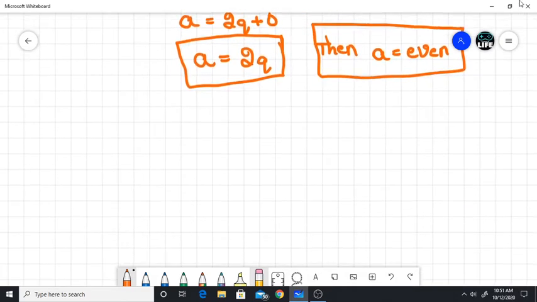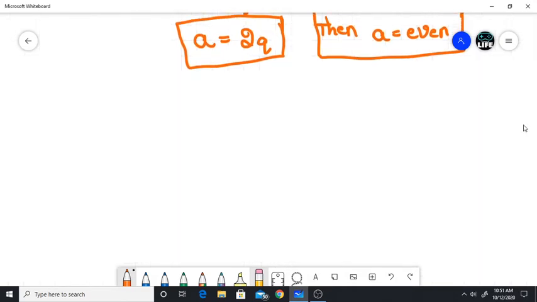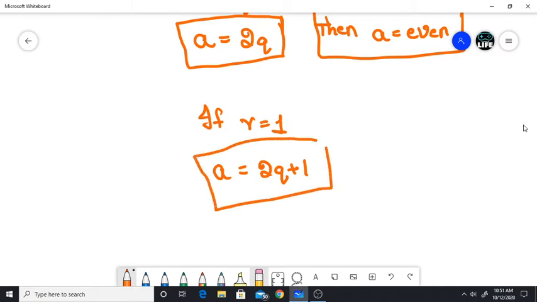And still there is another question, right? The other question is if r equals to 1. Let's see what will happen if r equals to 1. Then a equals to 2q plus 1. We have already told that 2q is even. Even plus 1 gives you an odd number. Hope you understood this. I will explain you again.